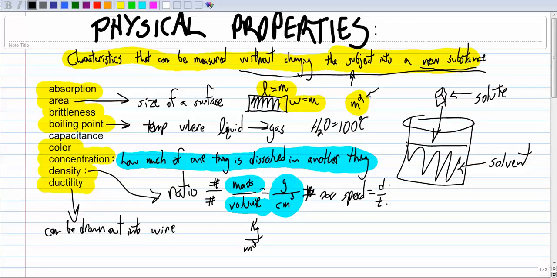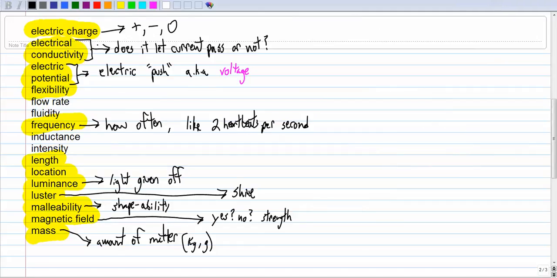Okay, one page down, almost 7 minutes in. That's kind of scary. Alright, so for this page I'm just going to blast through. Maybe if we show this in class, we'll end up pausing it or something. So let's go through this. Electric charge. Is it a positive charged object or negative, or does it have no charge? These are things we can measure without changing something into something else. So that's why electric charge is a physical property.